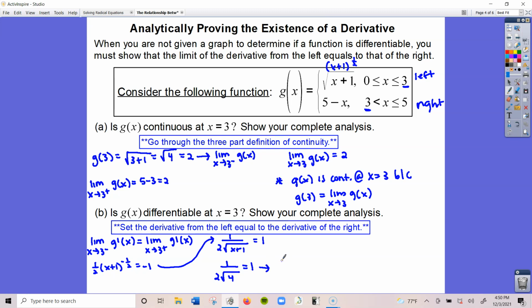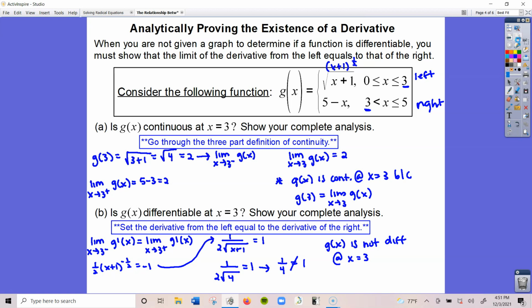1 over 2 times the square root of 4 is 1 over 2 times 2, which is 1 over 4. And 1 over 4 does not equal negative 1. So this means that g of x is not differentiable at x equal to 3.